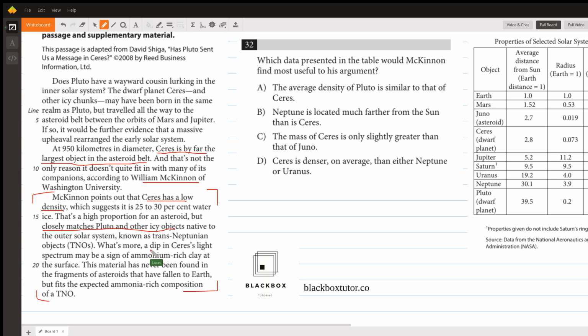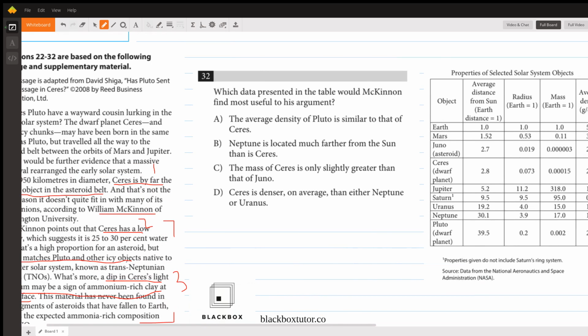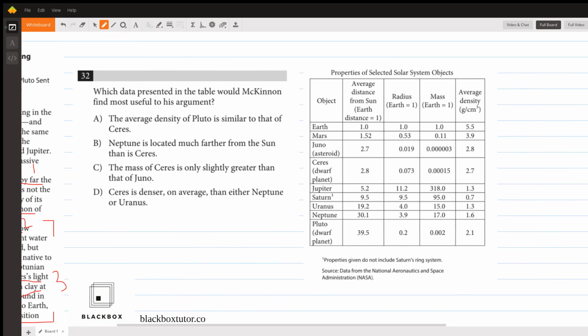And the last is that a dip in Ceres' light spectrum may be a sign of ammonium-rich clay at the surface. So here we have three claims that he makes. One, it's by far the largest object in the asteroid belt. Two, it has a low density. And three, it has ammonium-rich clay. Okay, look at these horrible numbers here. Beautiful, beautiful. Okay, so now we can go back to the questions.